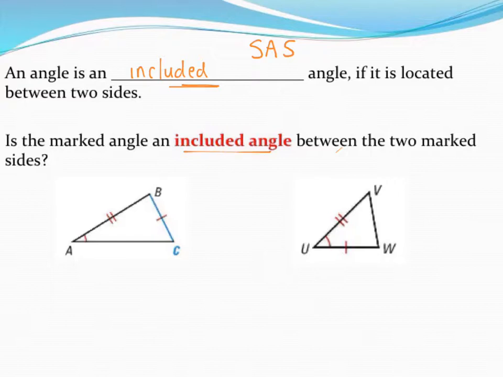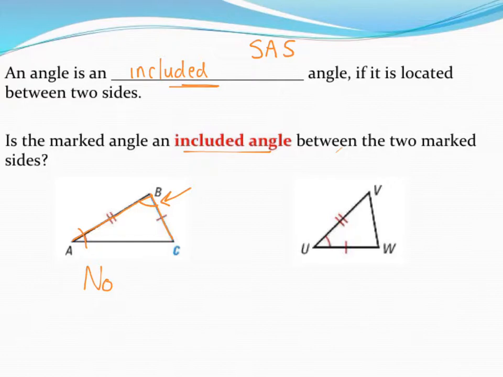an included angle? And so I can see that here are my two sides, side AB and side BC. The angle they give me is over here. It is not included. So no, the angle marked is not an included angle. It's not smack dab between the two sides. In fact, the angle that is the included angle is angle B. That's the angle that's sandwiched in between the two sides.